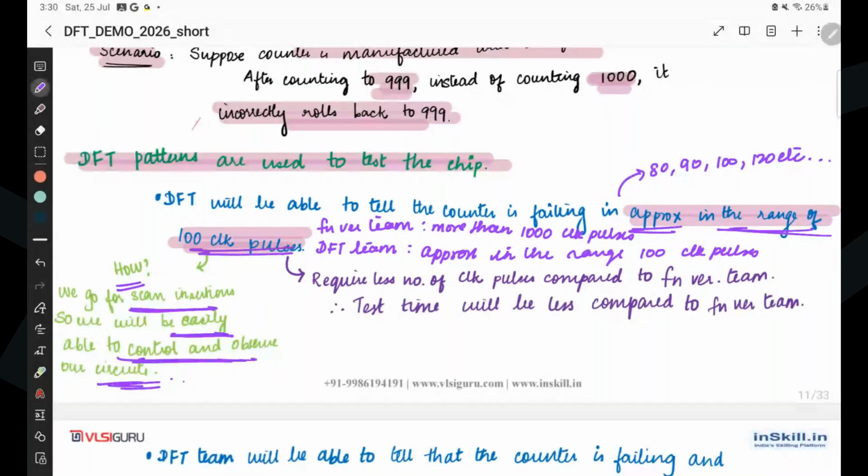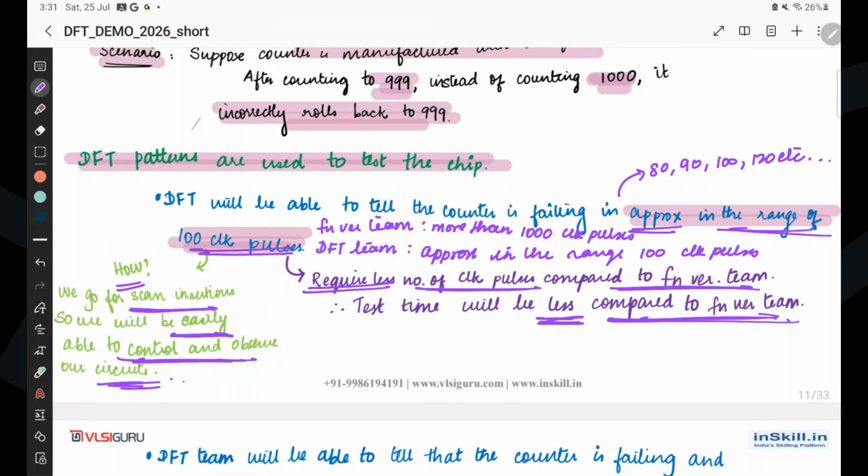The functional verification team for the same case required more than 1000 clock pulses, whereas the DFT team requires approximately 100 clock pulses. So if you see, the DFT team requires significantly fewer clock pulses compared to the functional verification team. That's why test time will be less.